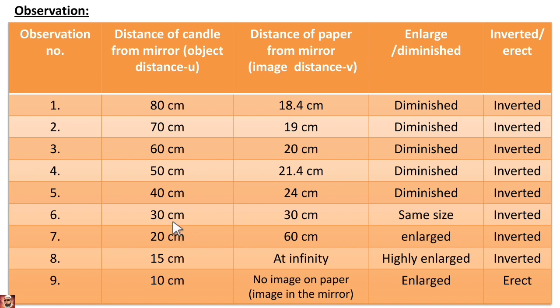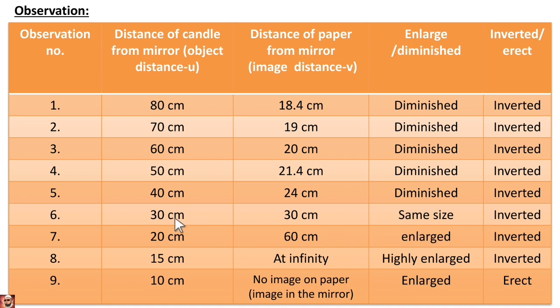But at 30 centimeters, the center of curvature, we are getting the image at 30 centimeters, but it is neither an enlarged image nor a diminished image. Here the image we are getting is the same size and inverted.